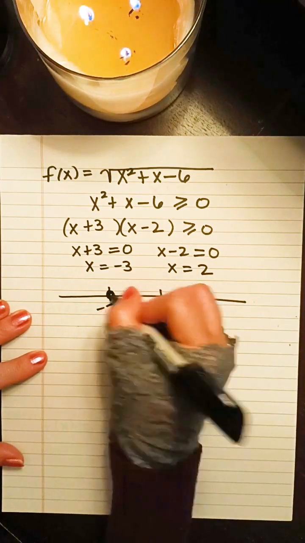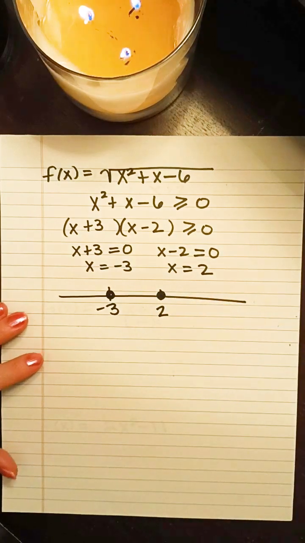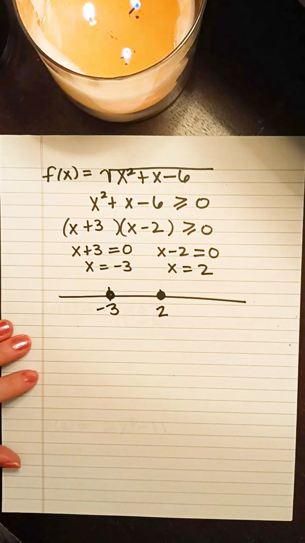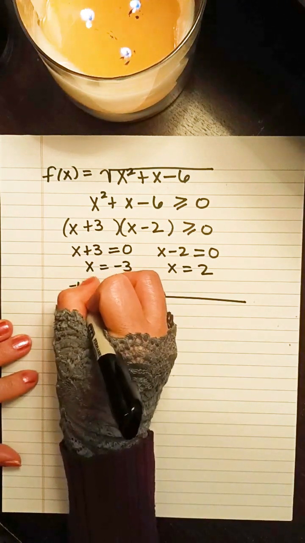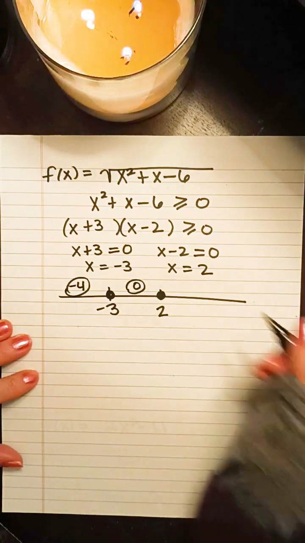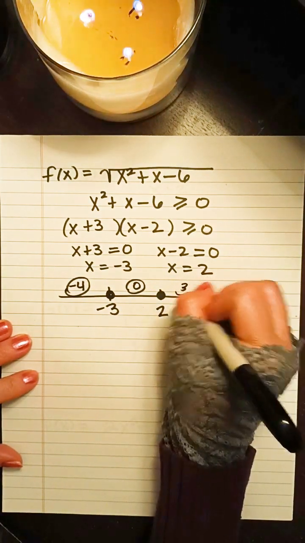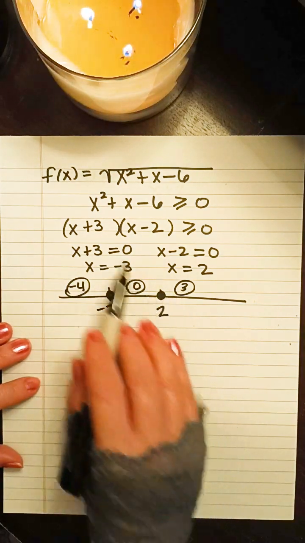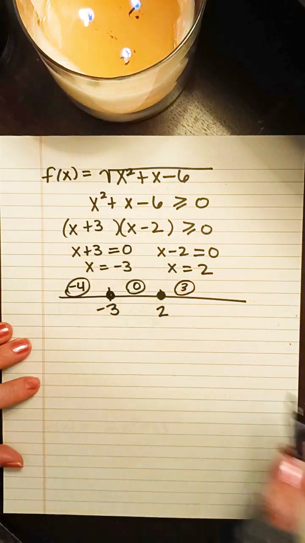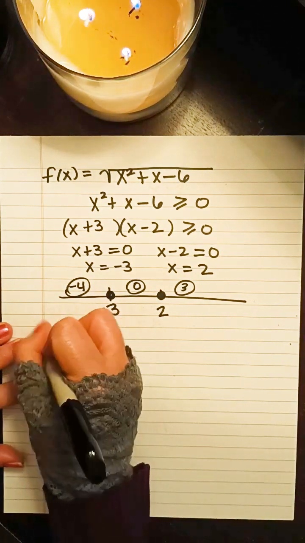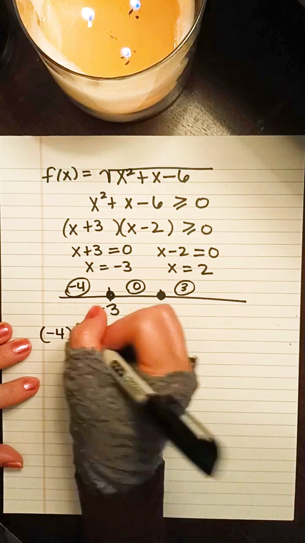This is where my expression is equal to 0. Now my boundary values create intervals, and within those intervals, I'm going to find some test values. I'm going to choose some numbers to test, place these numbers in here, and see where that is true.